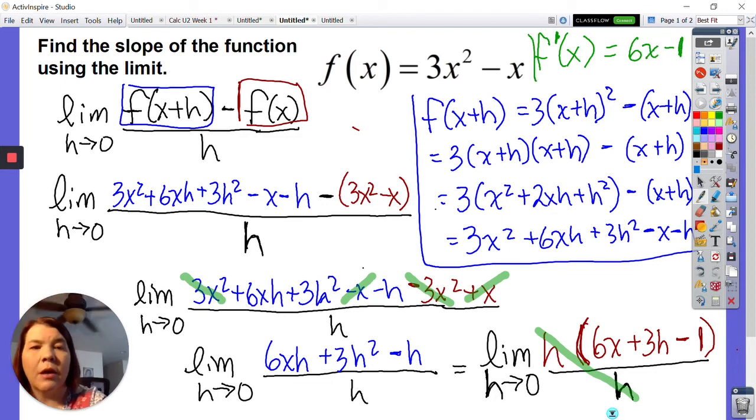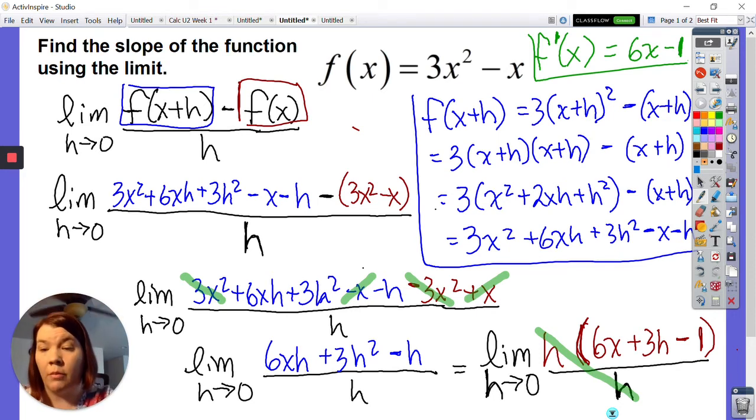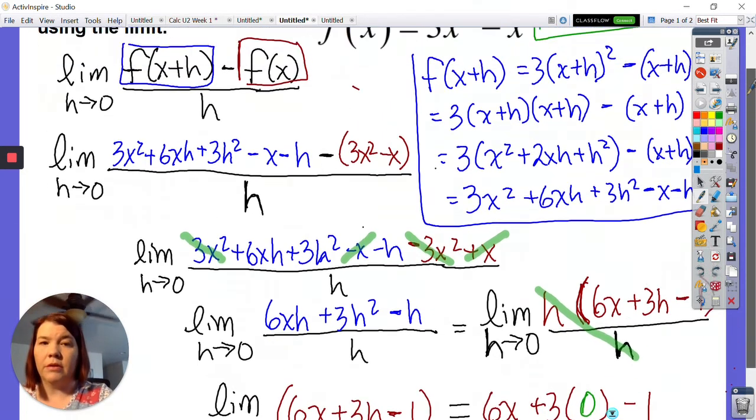So they may ask you a couple of different ways how to do this question. They may ask you to find the slope of the curve at any point. We did. They may ask you to find the derivative of the curve. We did. They may ask you to find the instantaneous rate of change of the curve at any given point. We did. So there's lots of different ways they can phrase this, but we have used the limit definition to help us find the slope.